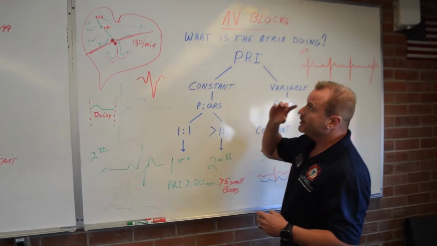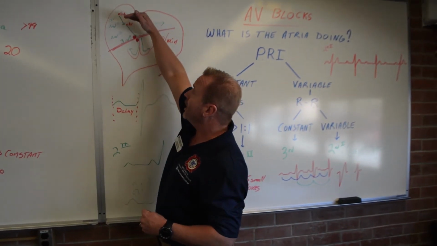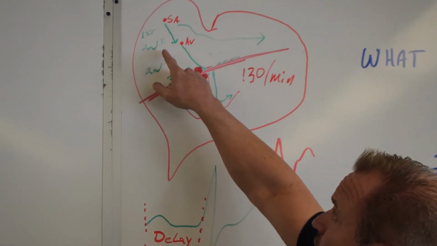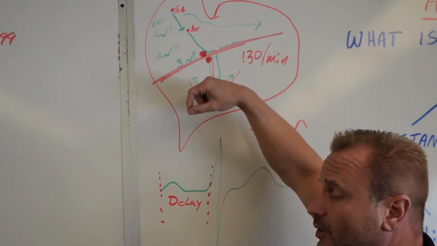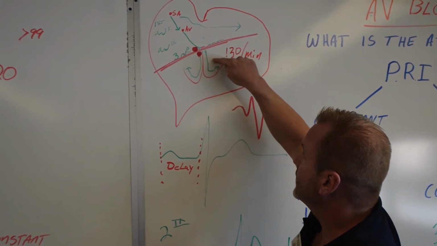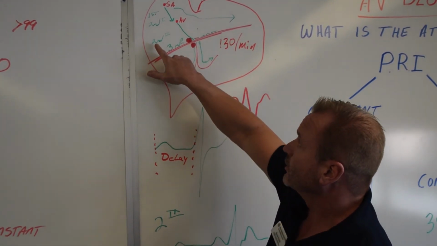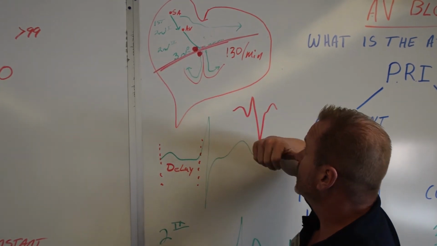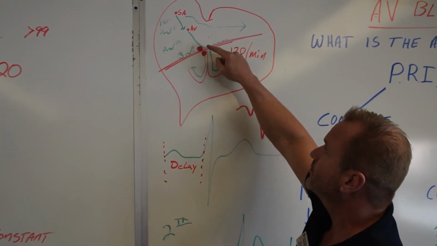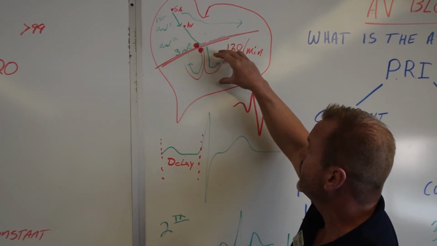Okay, so we're going to do our take-home points and our wrap-up. Starting here, remember that as your block increases, a first degree is pretty benign in just about everybody. Your second degree type 1, the SA node's still kicking out those beats, but there's an AV block, it's not conducting down, it's starting to get worse. Your second degree type 2 is getting even worse. Your atria is still kicking out those beats, but there's a blockage. They're not conducting to the ventricles.